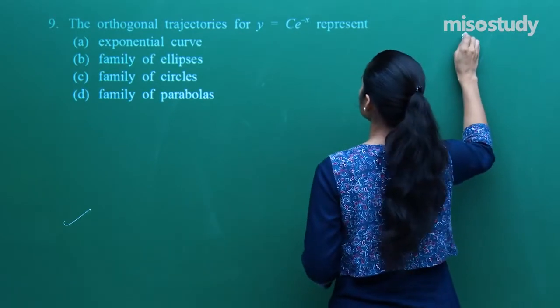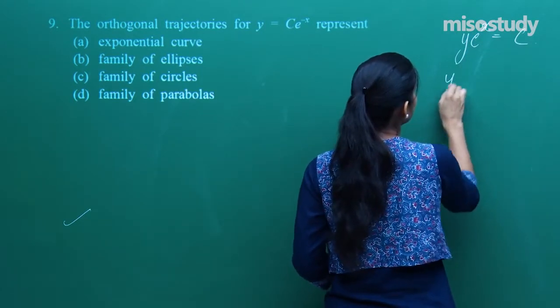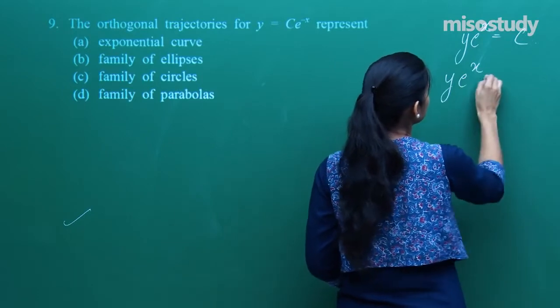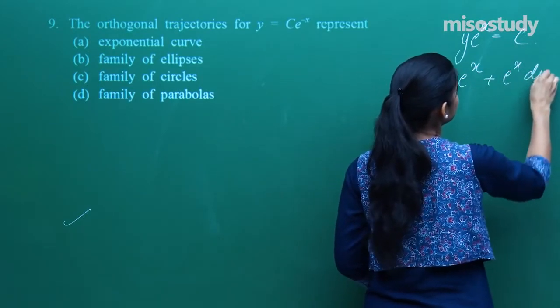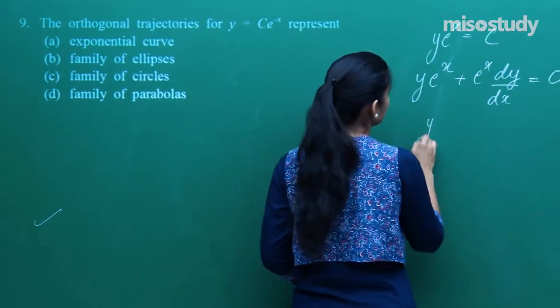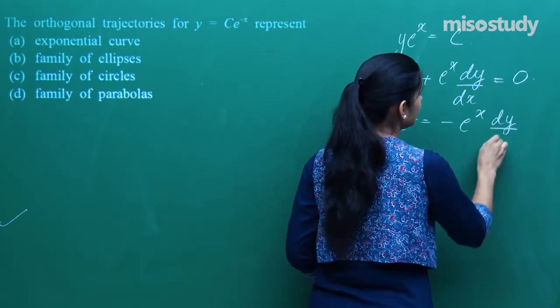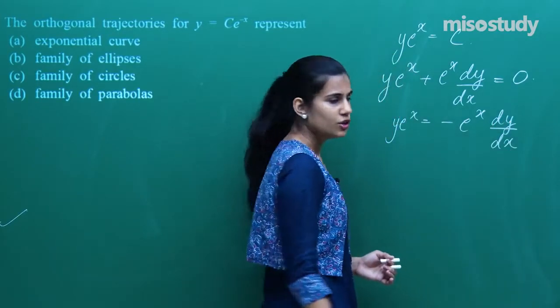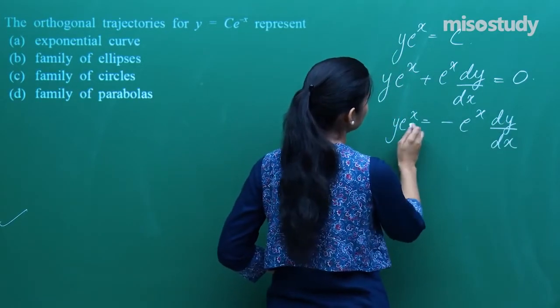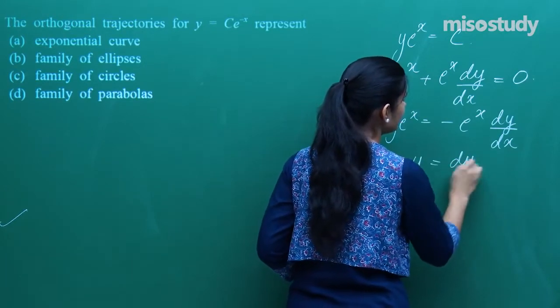y equals c e to the power minus x. I can write this as y e to the power x equals c. Again it is y, differentiation of the second, plus e to the power x, differentiation of the first, equals 0. So you get y e to the power x equals minus e to the power x dy by dx. So you basically from here get y e to the power x upon e to the power x, which is y, and minus y equals dy by dx.